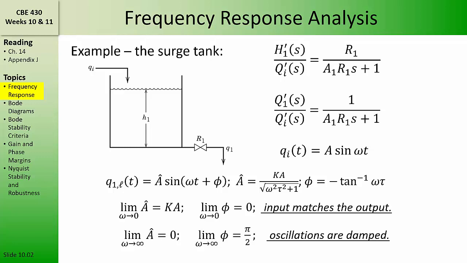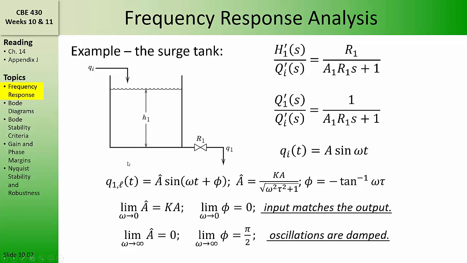Without testing sinusoidal inputs of various amplitudes and frequencies, what we can say from the frequency response analysis of this first-order process is that for very low frequency oscillations in the inlet flow rate, the outlet flow rate will match the inlet flow rate perturbation. On the other hand, for very high frequency inlet perturbations, the outlet perturbation will go to 0 in the limit as the frequency approaches infinity.